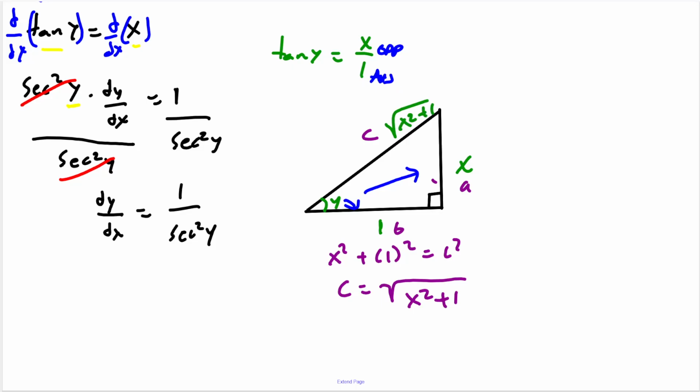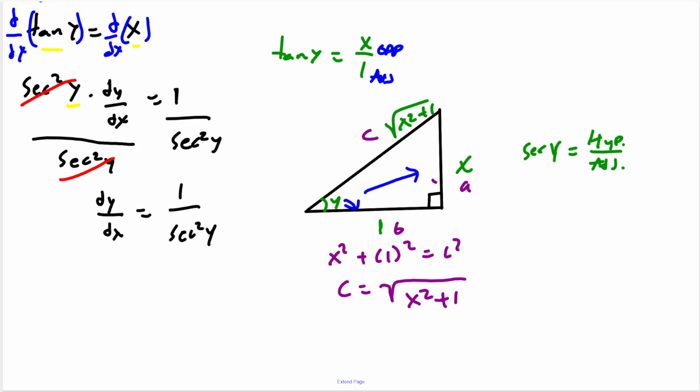So now we want to find secant squared of y. In order to find secant squared of y, I'm going to first find secant of y, and then just square both sides. Secant of y is hypotenuse over adjacent, because secant is the reciprocal of cosine, and cosine is adjacent over hypotenuse. Don't know what I'm talking about? Watch my right triangle trig video. So secant of y is hypotenuse over adjacent.